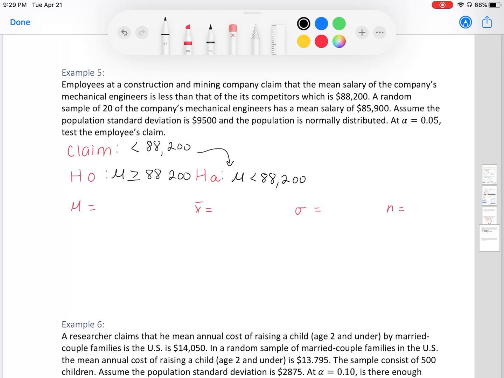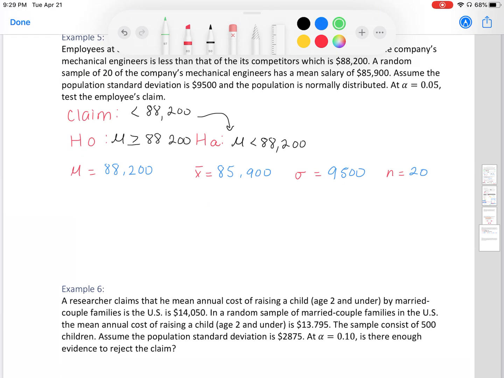So you'd like to take a moment to pause the video and think about what each one of these values are. We have a mean of 88,200. We have a sample mean X bar of 85,900. We have a standard deviation of 9,500. And we have an N, a sample of 20.